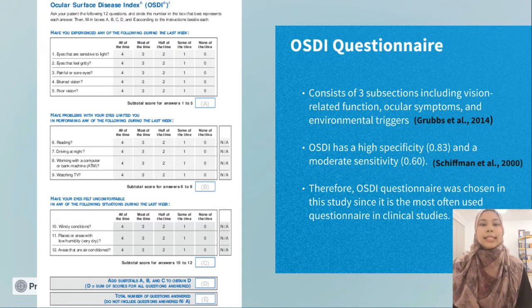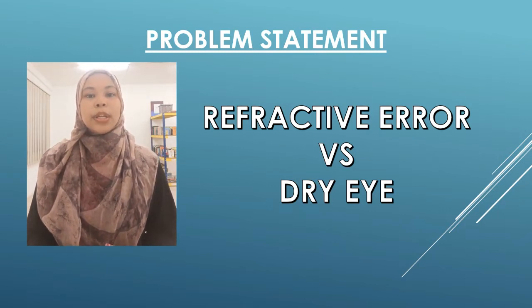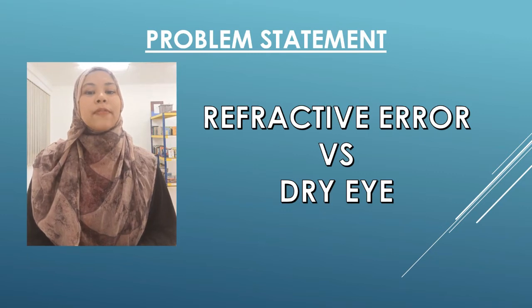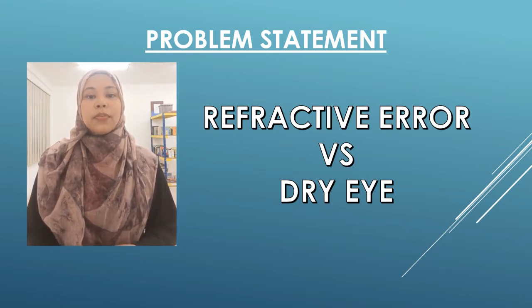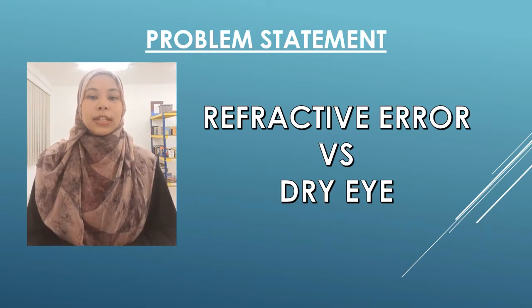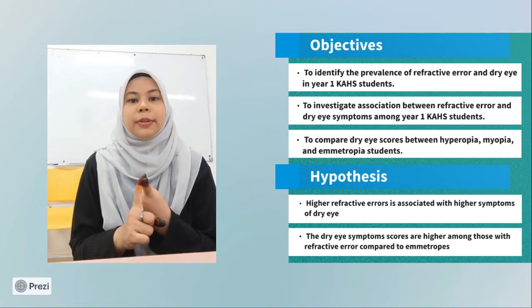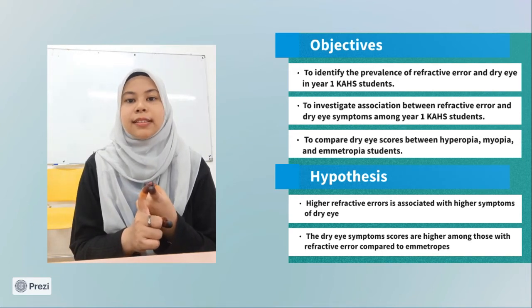of dry eye disease. The problem statement of this study is that the association between refractive errors and dry eye symptoms has not been fully investigated in Malaysia. Moreover, there is also no available information regarding how hyperopia can cause dry eye symptoms to occur. So the aim of this study is firstly to identify the prevalence of refractive error and dry eye in Year 1 Kulliyyah of Allied Health Sciences students.